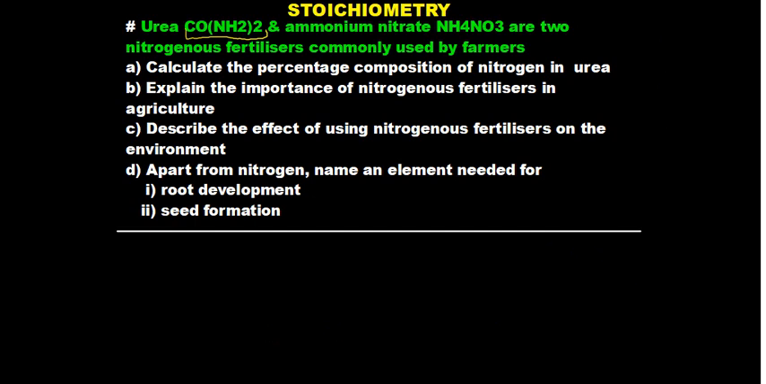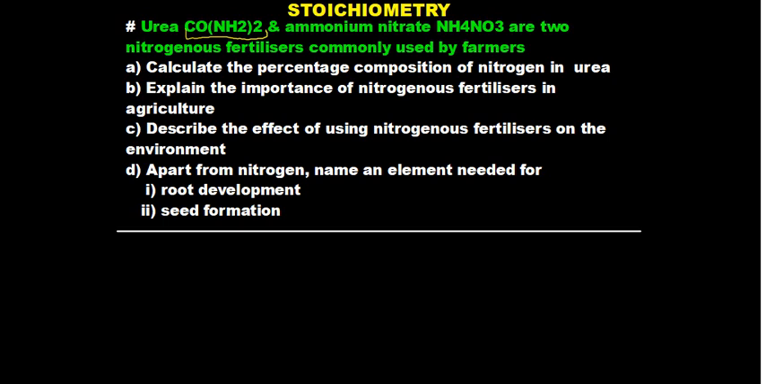The second question says explain the importance of nitrogenous fertilizers in agriculture. What we need to understand is that plants need proteins, and those proteins we get from amino acids, and from those amino acids we need to have nitrogen. Without nitrogen, or in this case nitrogenous fertilizers, we're not going to have the proteins that we need, and lacking the proteins there's going to be negative growth in the plant. So one point is that plants need proteins, which come from amino acids, and that's where we have the nitrogen that we need.